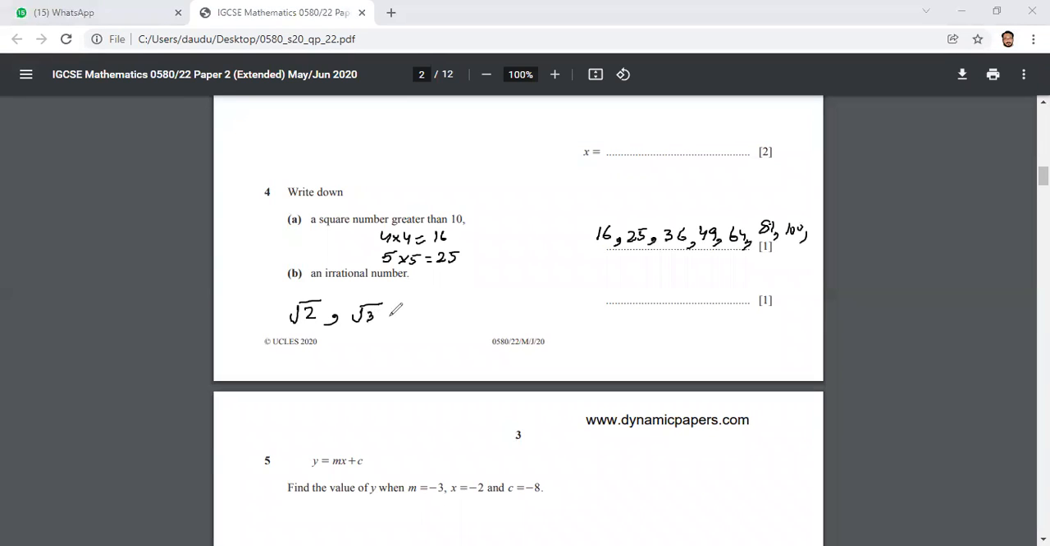So all prime numbers in square root form are examples of irrational numbers: square root of 2, square root of 3, square root of 5, square root of 7. 9 is not a prime number. So square root of 11, square root of 13, 15 is not a prime number, 17, and so on. And one common example of an irrational number is pi. Okay, we move on next.